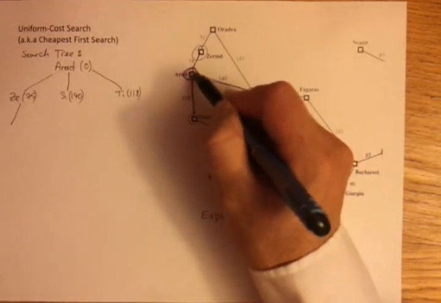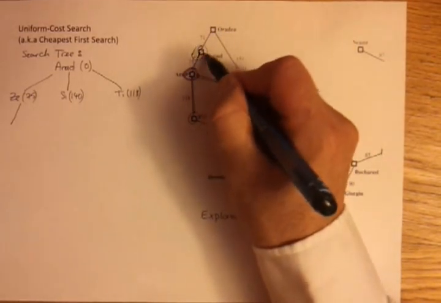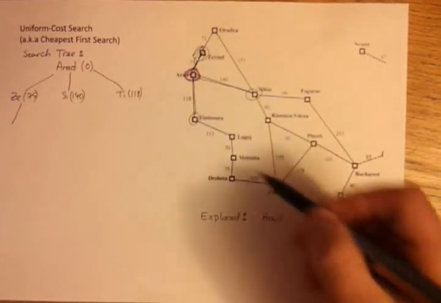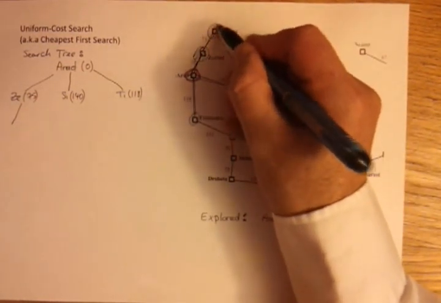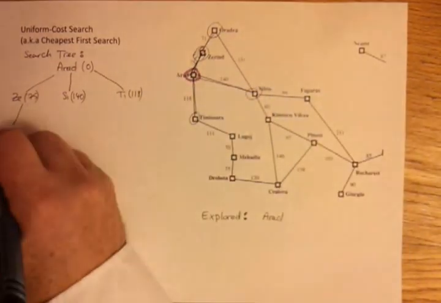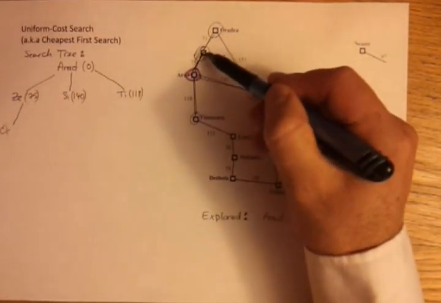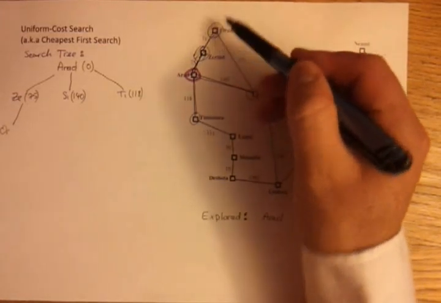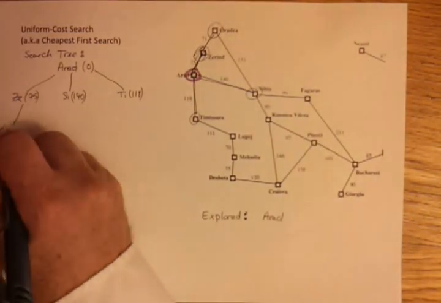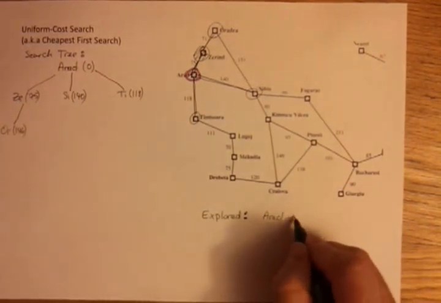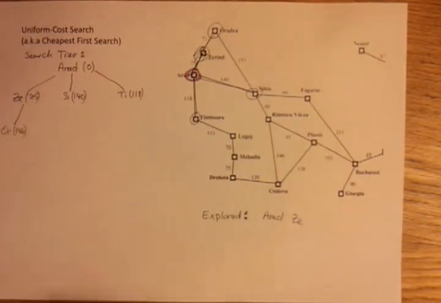From there, we've already dealt with Arad, and we're now going to expand ZE. Arad is already explored, so there's only one possible next state, which is Oradea, OR. And the cost to get there is the cost of 75 that we took so far, and then another 71, which makes 146. So that's ZE expanded.